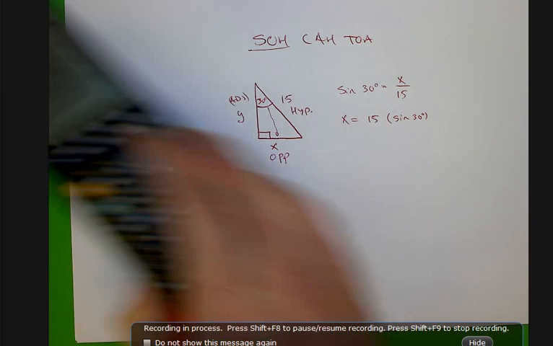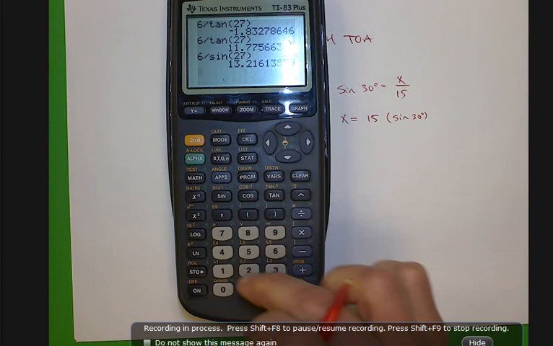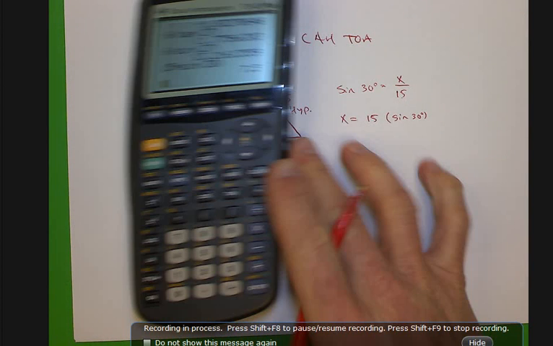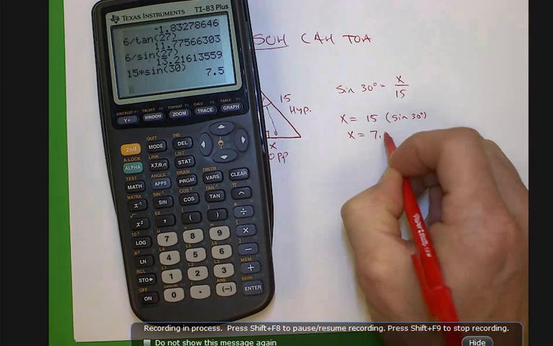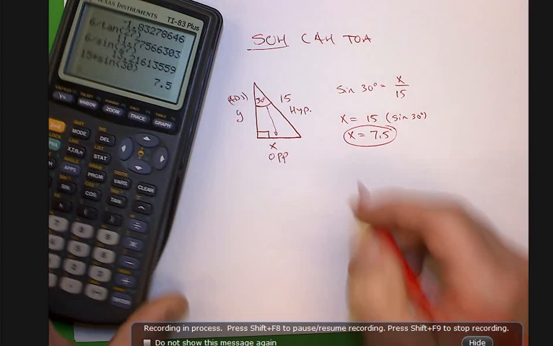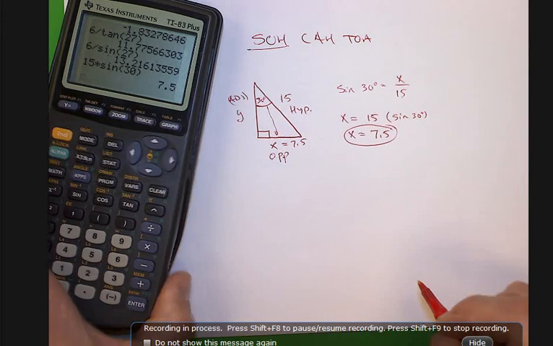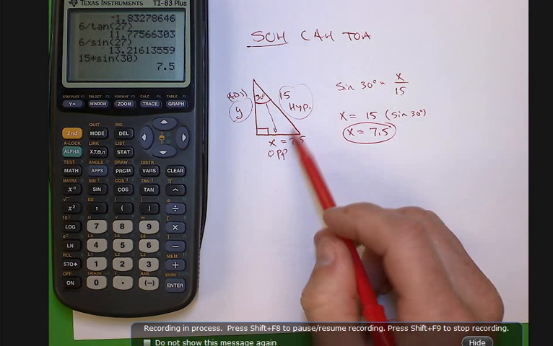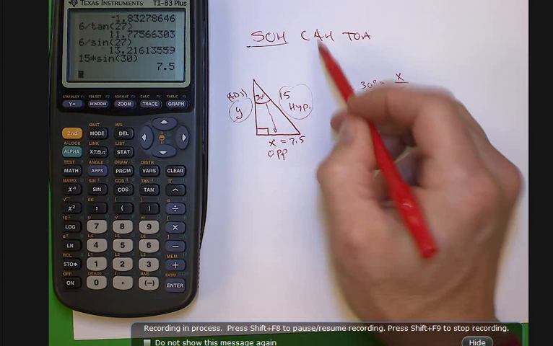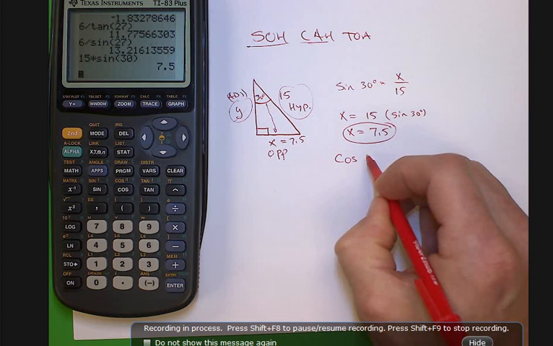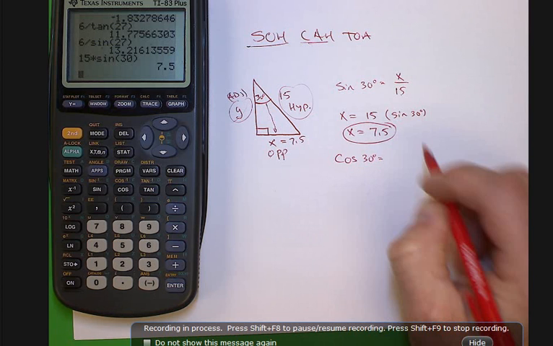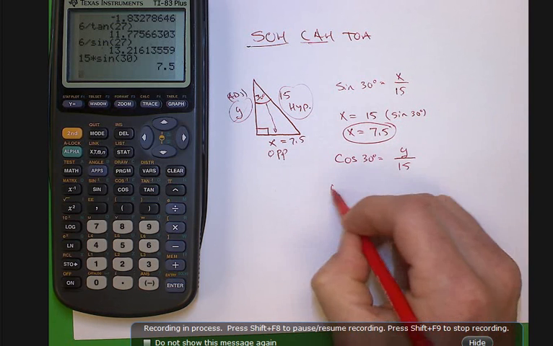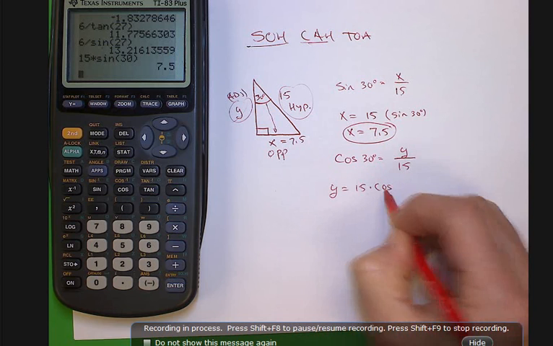So here we go. 15 times sine 30 equals, and x equals exactly, in this case, 7.5. If I wanted to find y, I know the 15 and I'm trying to find the y, so I use hypotenuse and adjacent. That's cosine. Cosine of 30 degrees is equal to the adjacent side y over the hypotenuse 15. So y equals 15 times the cosine of 30 degrees.